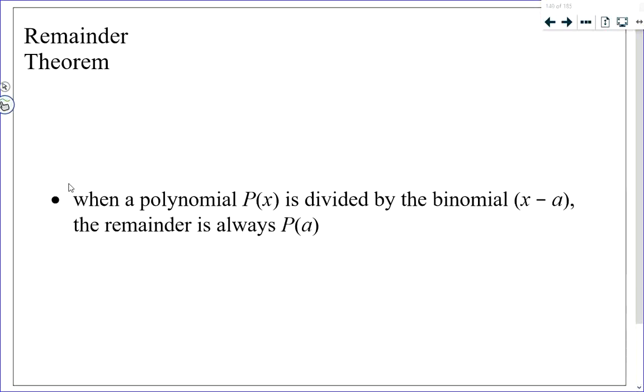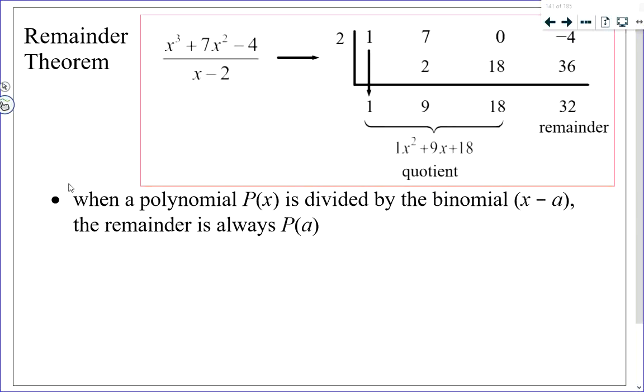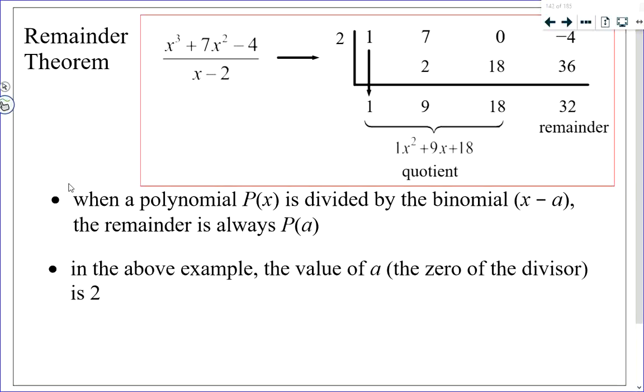Remainder theorem. When a polynomial is divided by a binomial in the fashion that we've just done, the remainder is always the polynomial evaluated at that zero of the binomial. Just to remind you, this is what we looked at on a couple of the previous pages of this handout. So the value of a in our example at the top of the screen here is 2. 2 is the zero of the divisor.